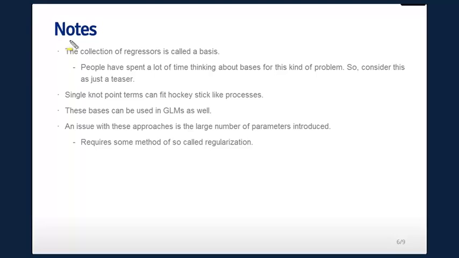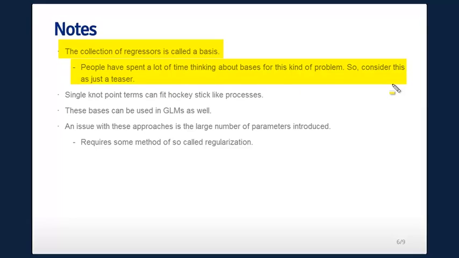Let's go through some notes. This collection of spline regressors is called a basis, and to say that people have spent a lot of time thinking about bases for this kind of problem is an understatement. It underlies a huge chunk of statistics. You know, it's a big part of nonparametric regression.